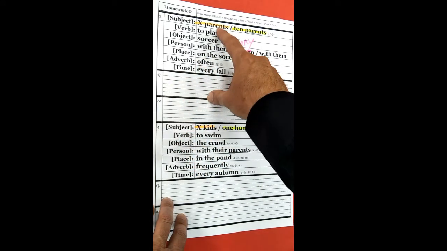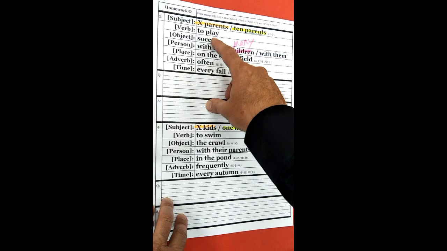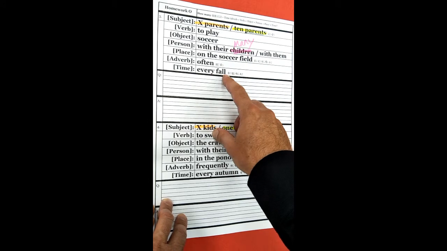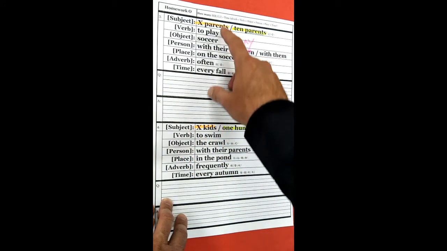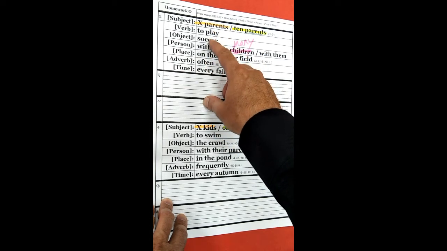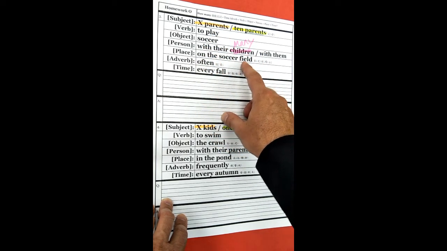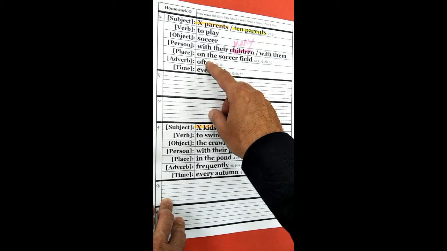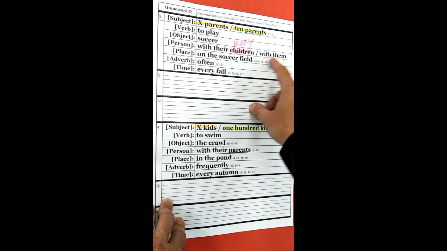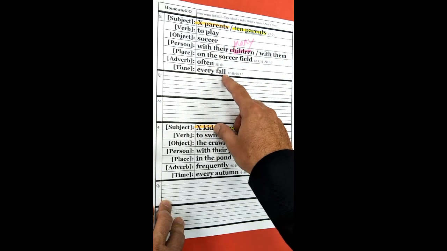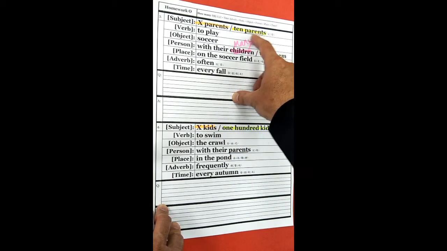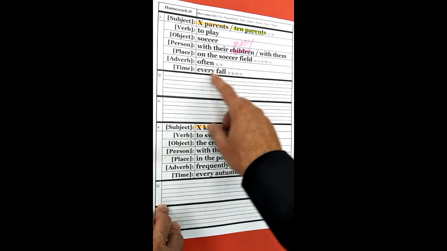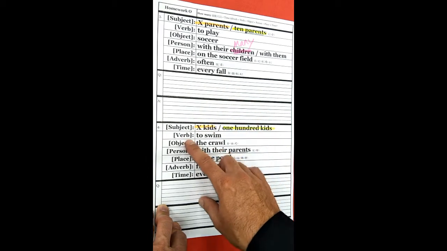Question: How many parents often play soccer with their children on the soccer field every fall? Answer: 10 parents often play soccer with them on the soccer field every fall. Number 4.